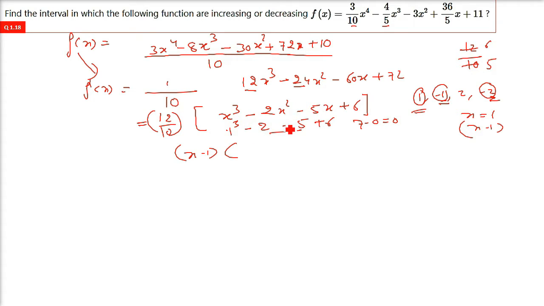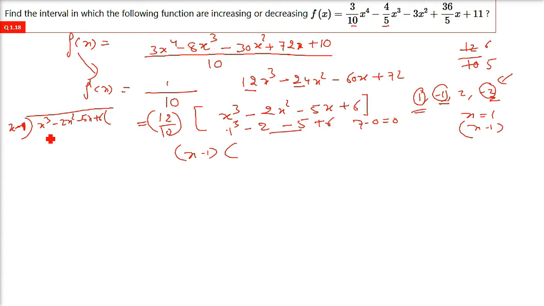So I am going to divide it. If you want to find more factors, you have to divide this x cube minus 2x square minus 5x plus 6 by x minus 1. This 1, minus 1, 2, minus 2, all these are just hit and trial. You should know the way of finding the factor that we have already discussed in previous discussions. So you just write this x cube minus 2x square minus 5x plus 6. We are dividing it by x minus 1.